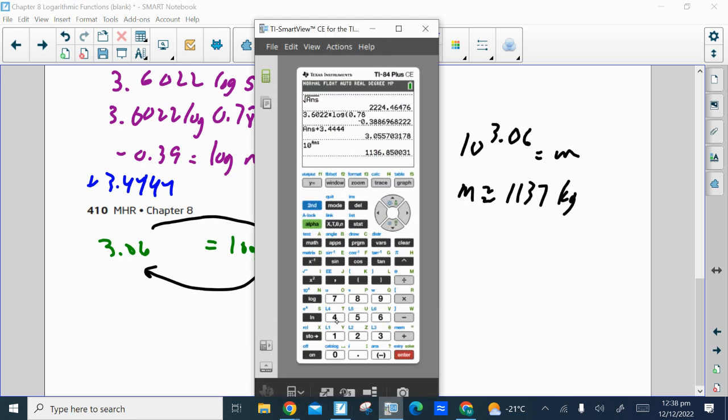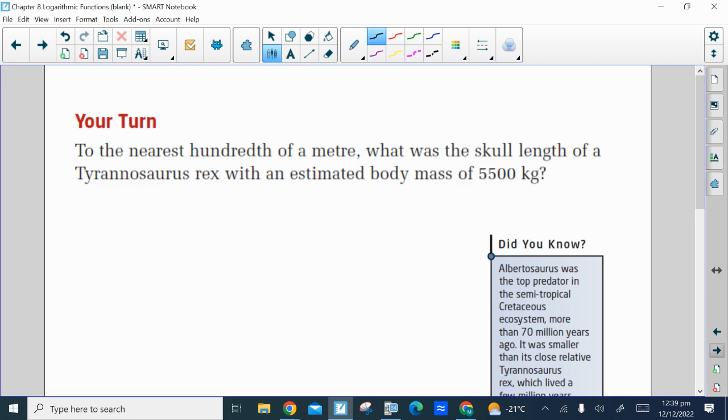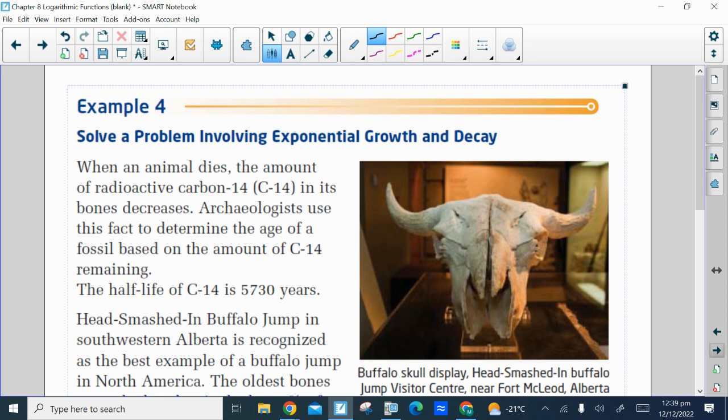And let's just see if it would make a difference if we just did 10 to the power of 3.06. Would it make a difference in the answer? And it absolutely would. So using the entire decimal is important. Okay? And there's a question on the next page that is, I mean, very similar. Only in this case, they give us the body mass and we want to find the length of the skull. So let's go on to this next one here.